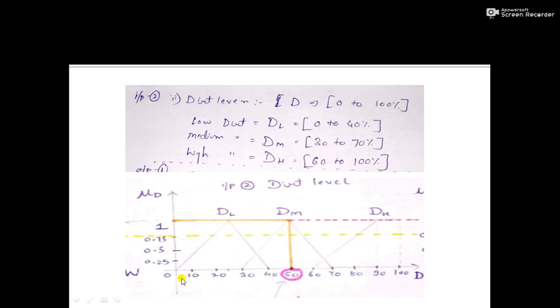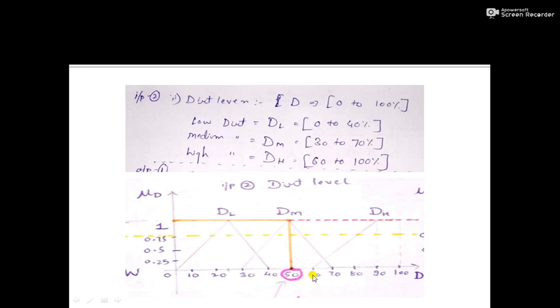So we are converting a crisp value into a fuzzy value. Here also we have considered the triangular type of functions. A dirt level ranging from 0 to 40 is low dirt. Here we have considered a triangular function. From 0 to 25 it increases, and then again it goes on decreasing because we are moving away from low dirt, but approaching the medium dirt level. Similarly, for medium dirt it goes on increasing from 30 till 50, and from above 50 again it goes on decreasing as we are approaching the high dirt.